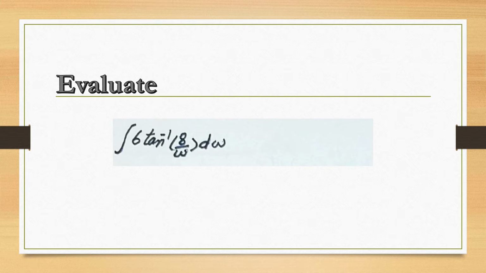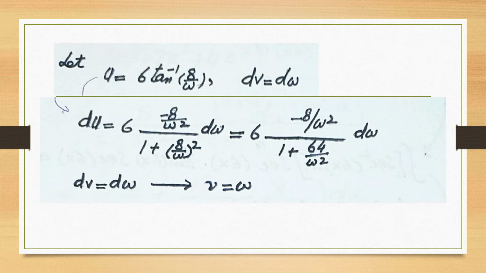Let's see an example, a question. We have to evaluate the integral of 6 tan inverse 8 by w with respect to w. We have to use the formula which is mentioned in the form of u and dv, and we need u and dv from the integrand. From the integrand we take this whole value as u and dw as dv.